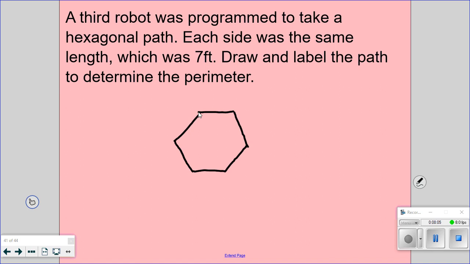Is that the only way to draw a hexagon? No, it could be any different way as long as it has 6 sides. Just like we've seen quadrilaterals can be any different way as long as they have 4 sides. Each side was the same length, which was 7 feet. Draw and label the path to determine the perimeter. Go ahead and label and see if you can figure out the perimeter of this shape. When you've got it, give me a secret thumb.